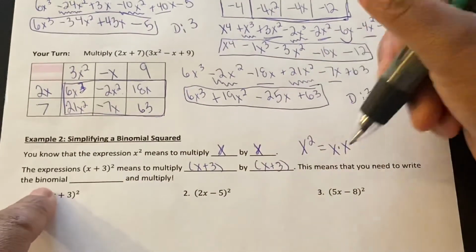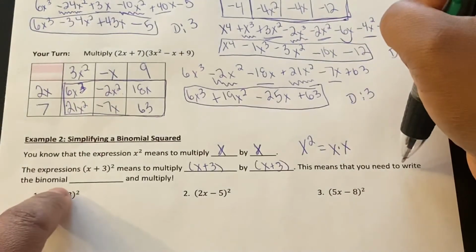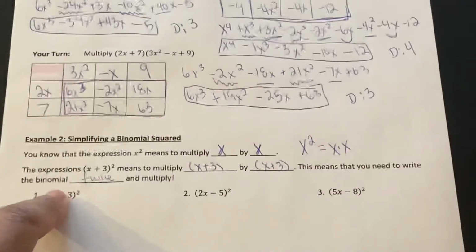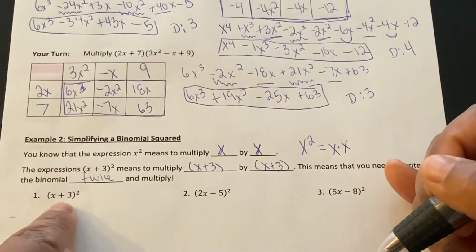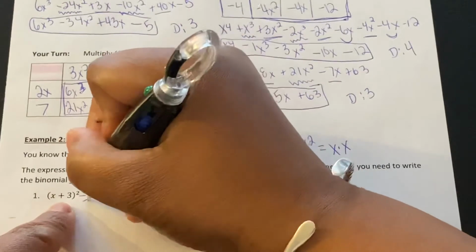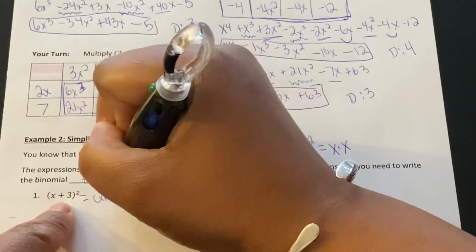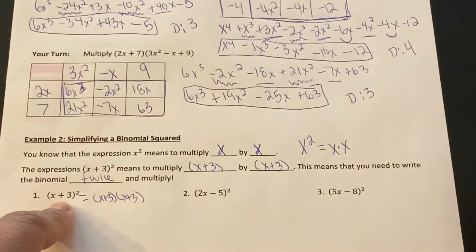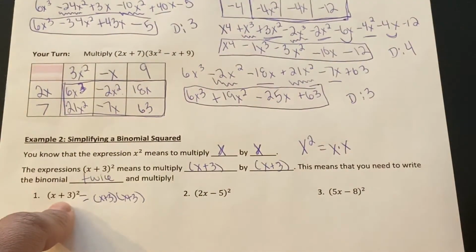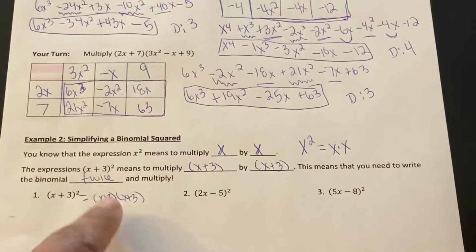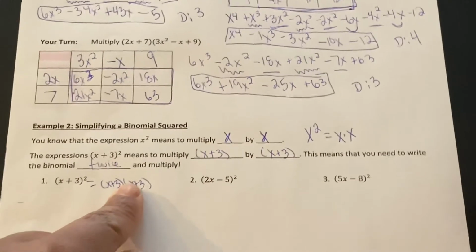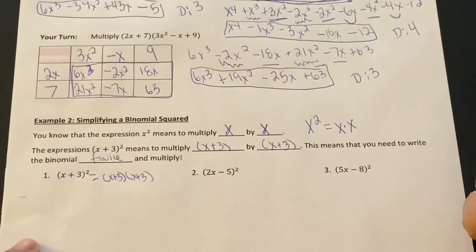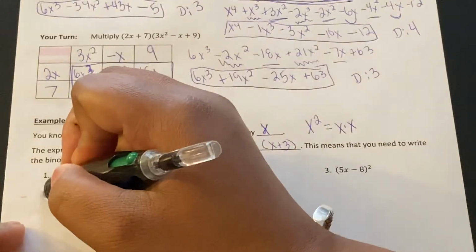That means that you need to write the binomial twice and multiply them. So for example, x plus 3 squared is the same as saying x plus 3 times x plus 3. And now that you have written out your binomial, you're going to use the FOIL method or the box. Doesn't matter. So for this first one, let's use a box.